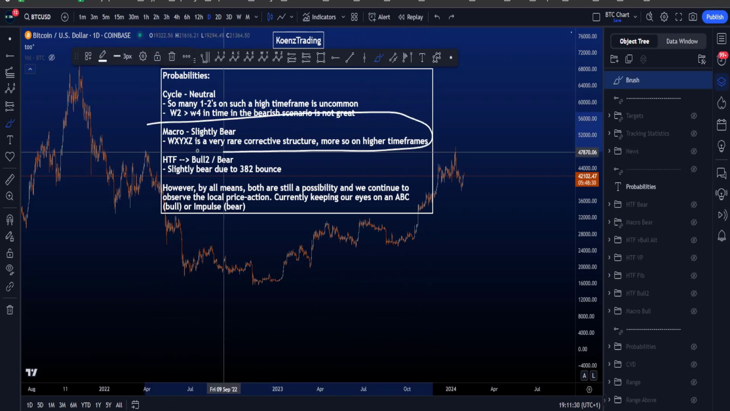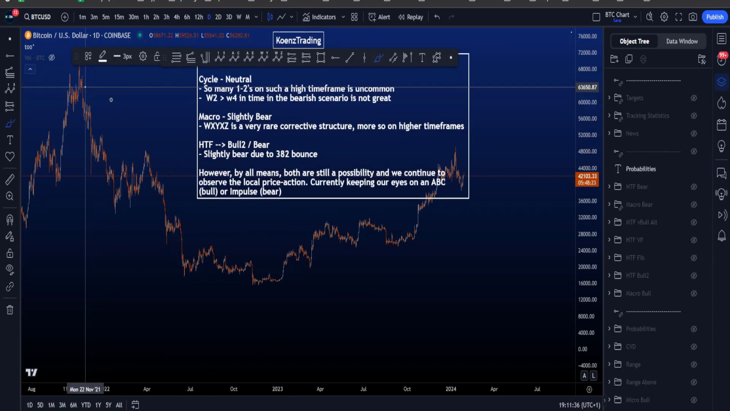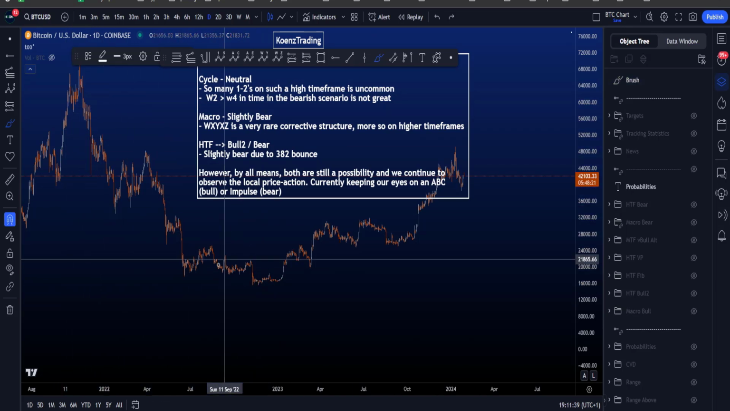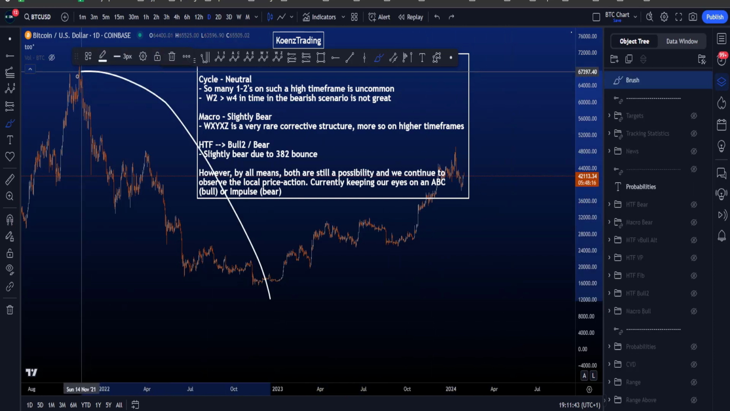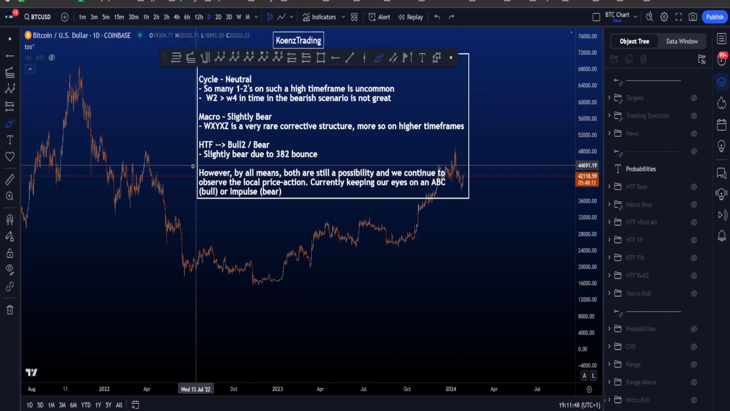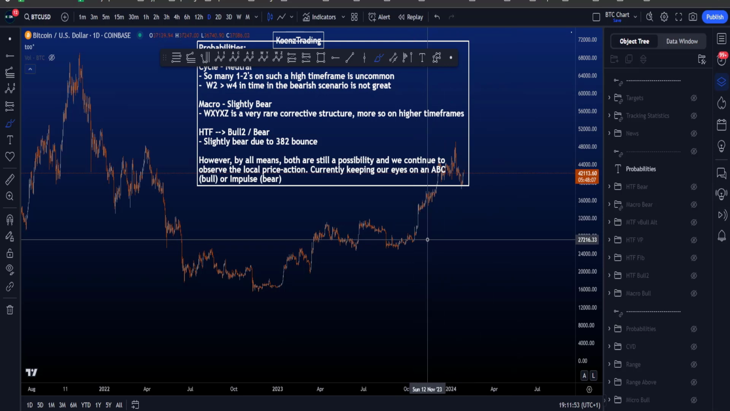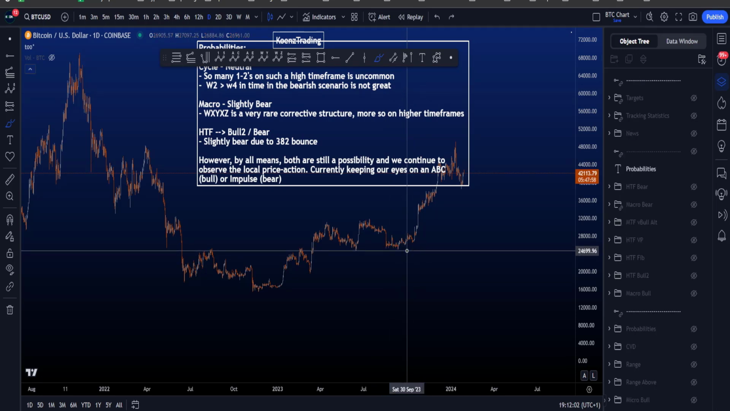On the macro time frame, however, there is a slight probability for the bearish scenario, and that is because a WXYXZ corrective structure to the downside here for the low of a wave 2 in the bull market for then continuation is a very rare corrective structure, more so on the higher time frames. On the high time frame here, probabilities are also a little bit geared towards that bearish scenario, just because of the 382 bounce that we have here, which is a common target for a wave B, but a less common target for a wave 2.